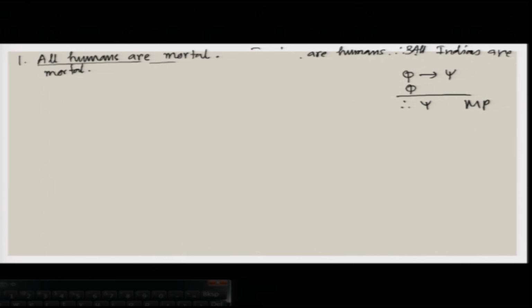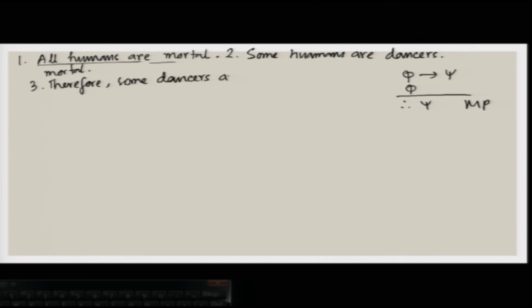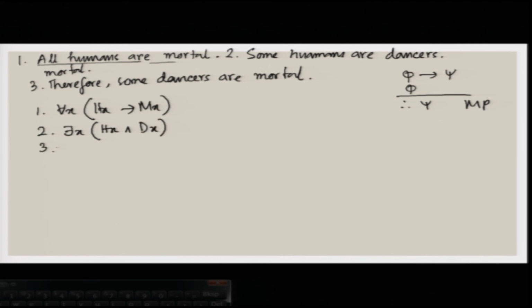all humans are mortal, and then we have some humans are dancers, therefore some dancers are mortal. What is the translation? It will be for all x human, then mortal. 2, there exists some x such that human x and dancer x. 3, we need to show that there is some x such that dancer x and mx.